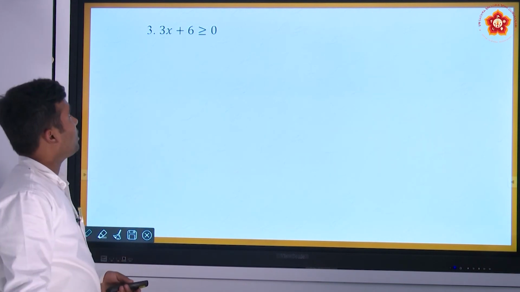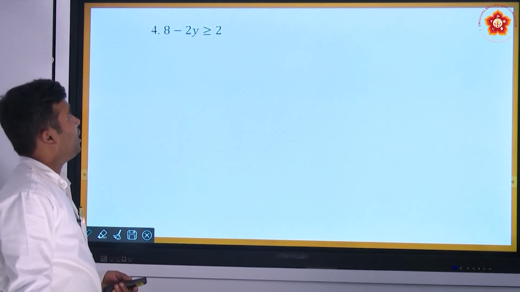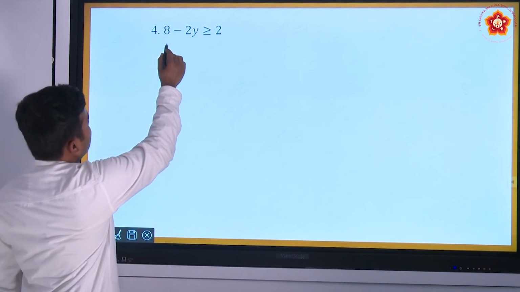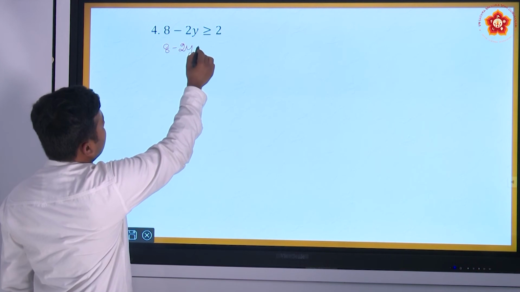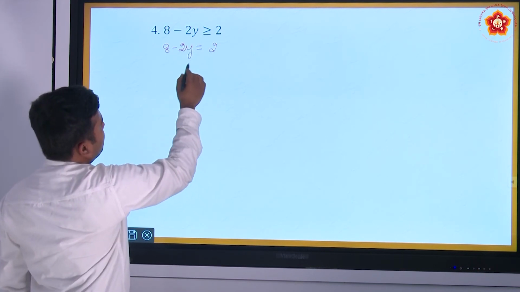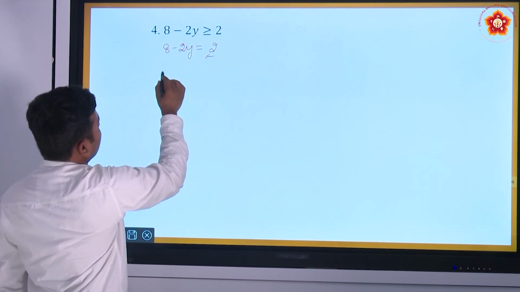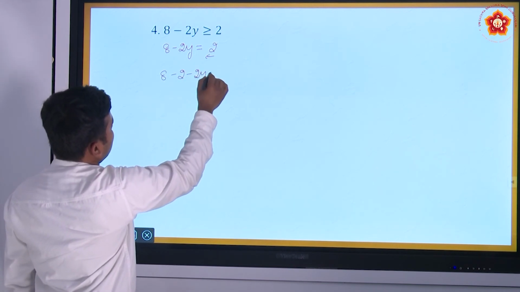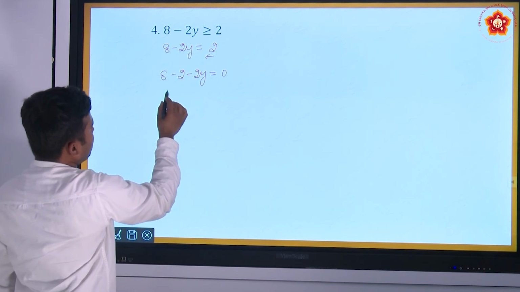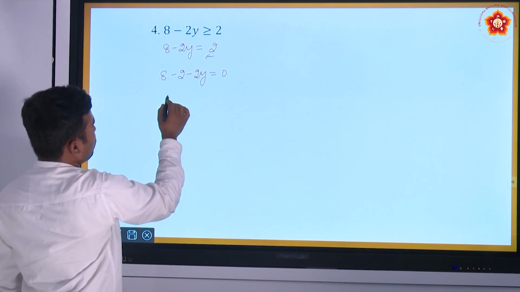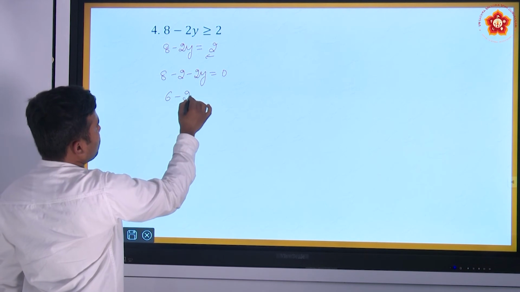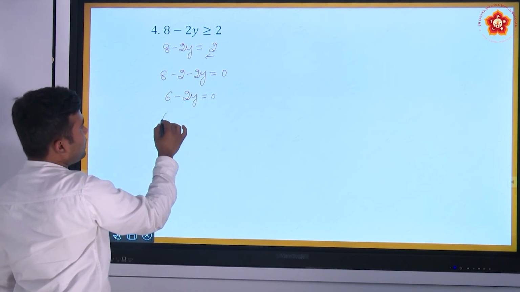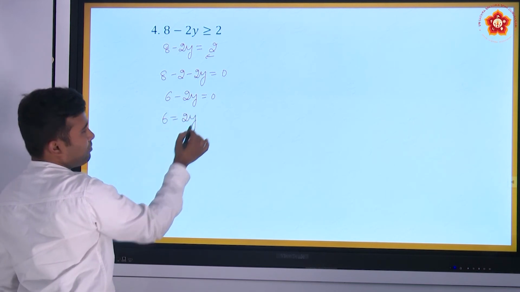So let us take one more problem, that is 8 minus 2y greater than or equal to 2. Let us consider 8 minus 2y equal to 2. Take this 2 here, it will be 8 minus 2 minus 2y is equal to 0. So 8 minus 2 will be 6 minus 2y is equal to 0. So 6 is equal to 2y.